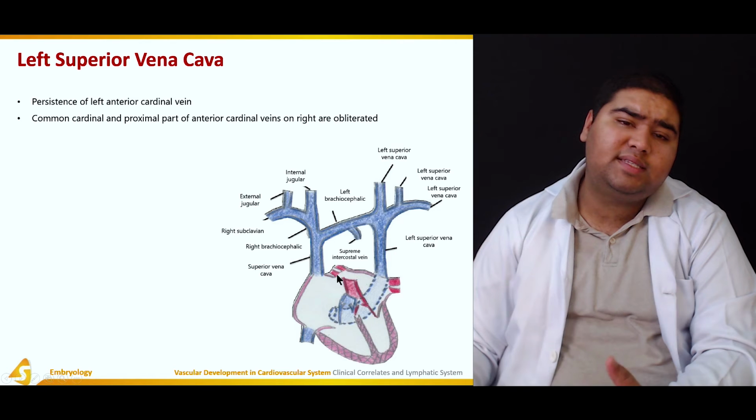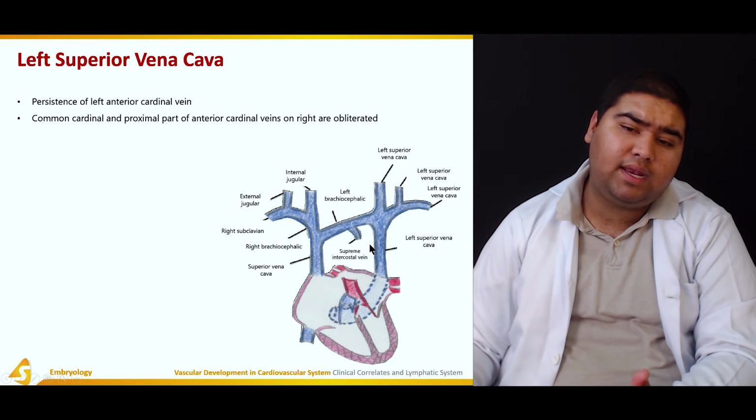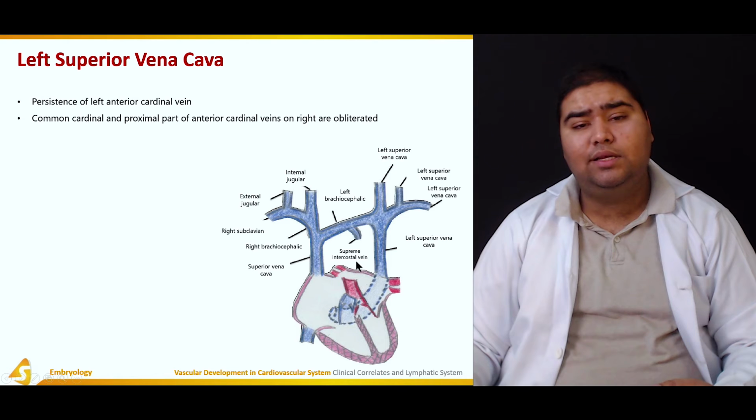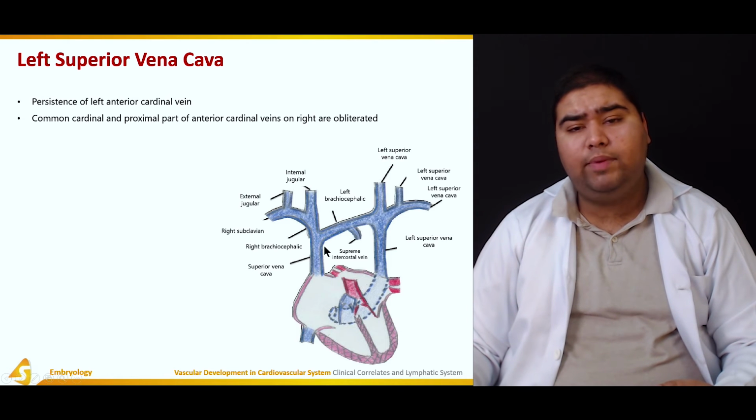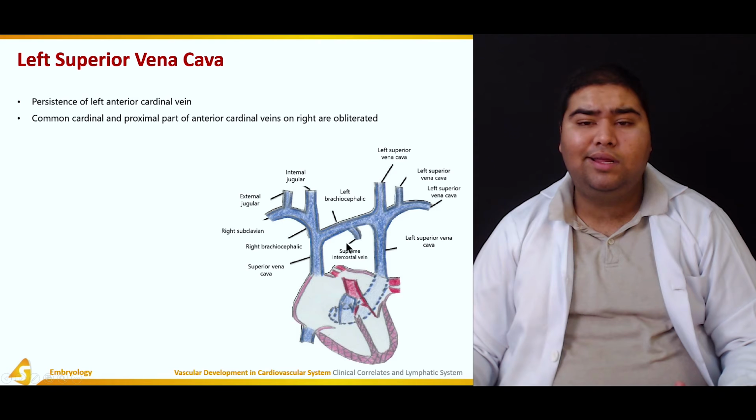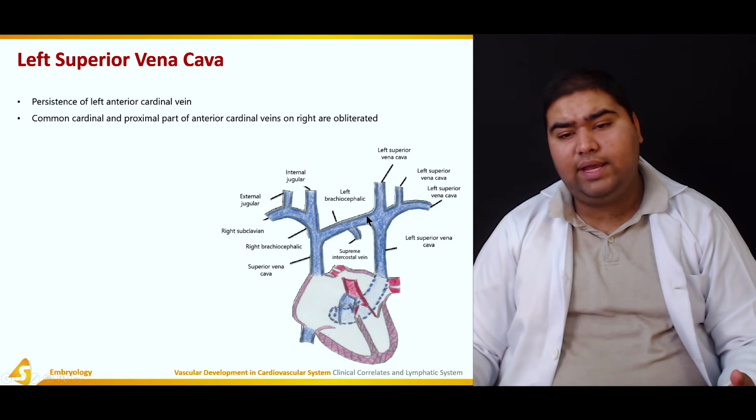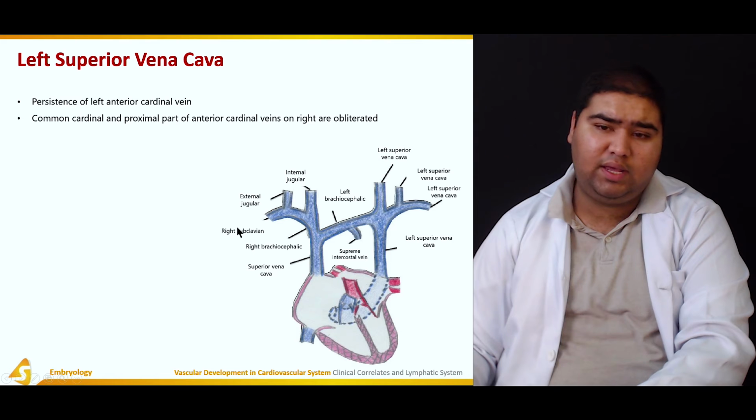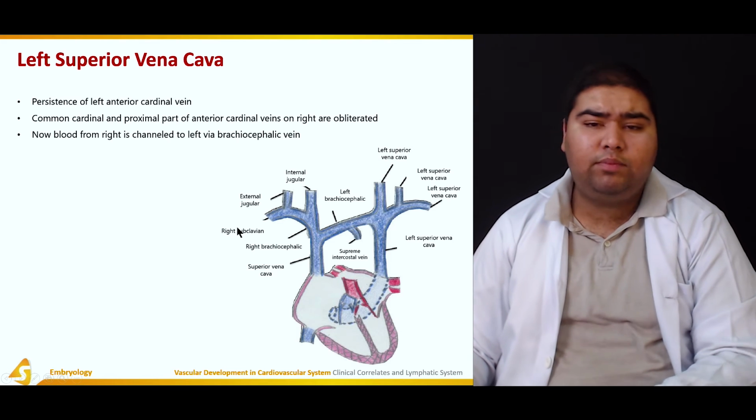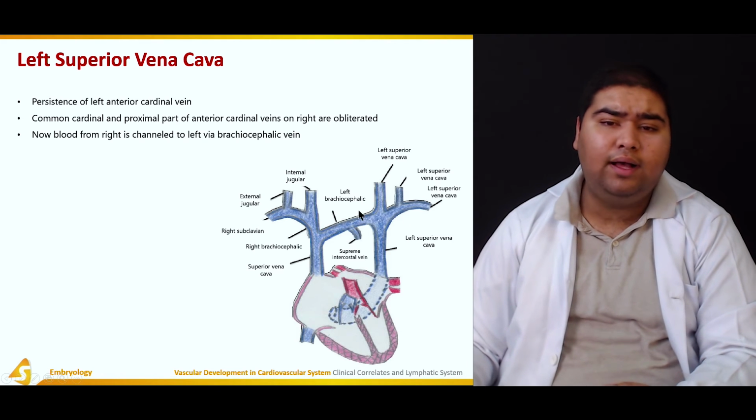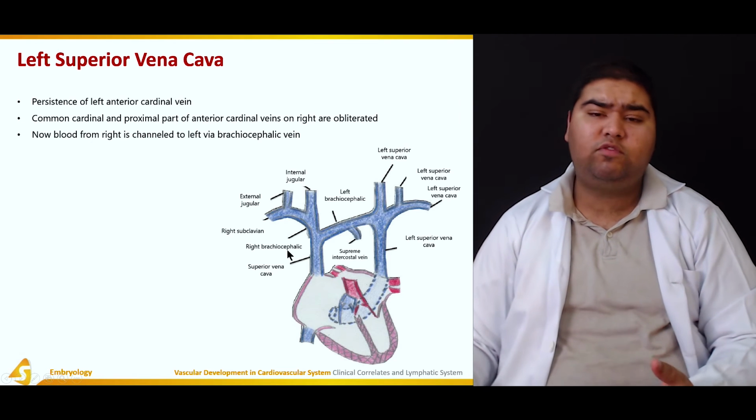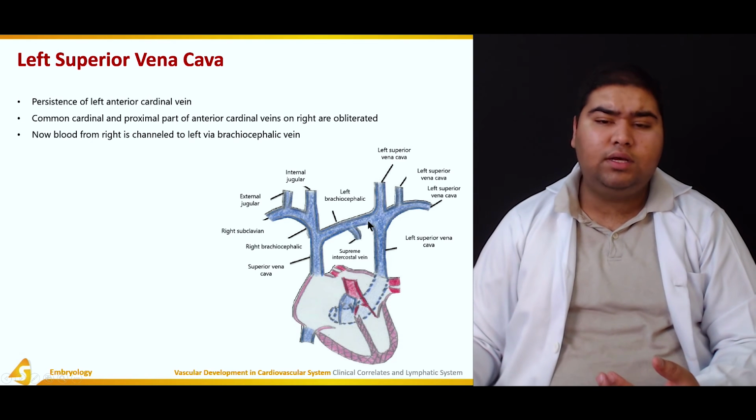In the figure, it is actually a double superior vena cava, but ideally left superior vena cava has obliteration of this common cardinal vein and the anterior cardinal vein on the right side. So this section may be obliterated in a true left superior vena cava. Now blood from the right is channeled to the left via left brachiocephalic vein. So the left brachiocephalic vein is responsible for shunting of blood from the left to the right.